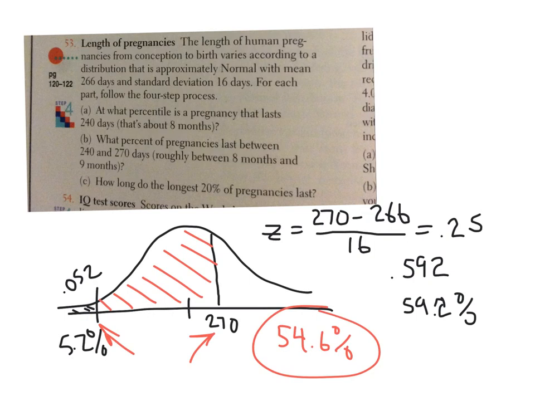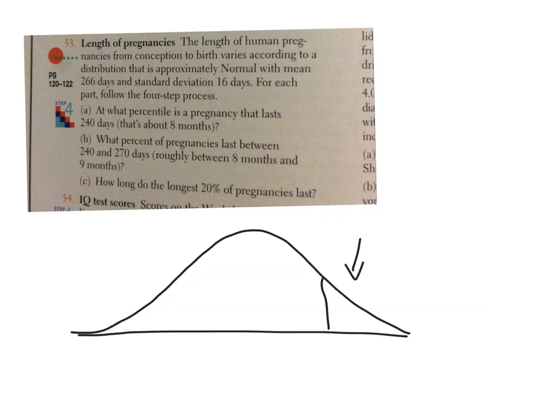Okay, there's that. Let's go to letter C. How long do the longest 20% of the pregnancies last? So, well, the longest 20%. Let me draw a picture of what that looks like. So we have the percentile. We would be looking at the longest 20%, which is going to be at the 80th percentile. Remember? 80% there, 20% there. Because the percentile tells us all the stuff that's less than that.